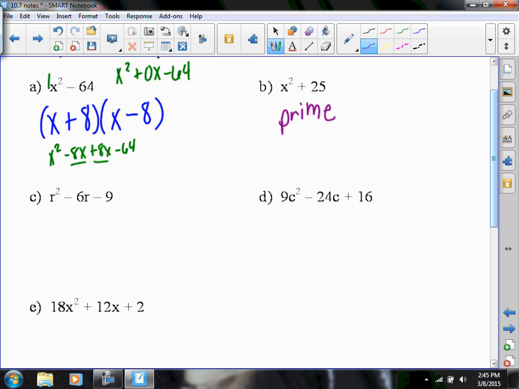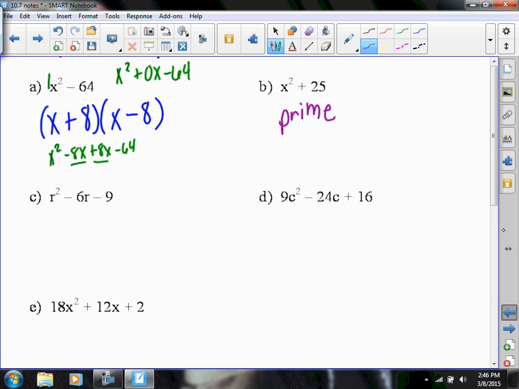Now for part C, I don't have two terms anymore, I have three terms. So this is probably going to be one of my perfect square trinomials. So I want to look at my numbers. I have 9. It is a perfect square, so that's good. The square root of 9 is 3, and 3 times 2 is 6. Okay, so it looks like it's following that pattern, but take a look at my signs here. I have a negative and a negative.